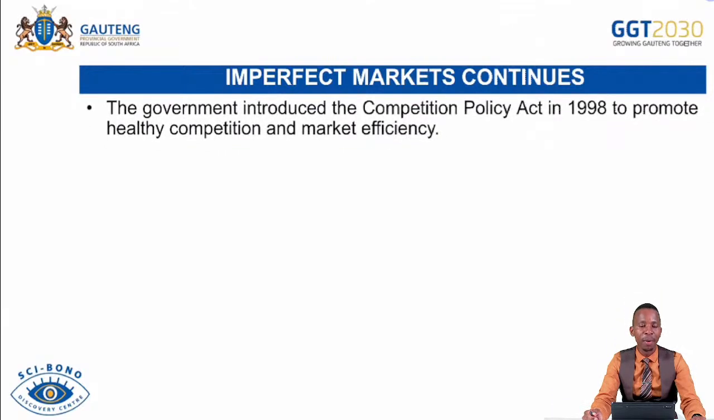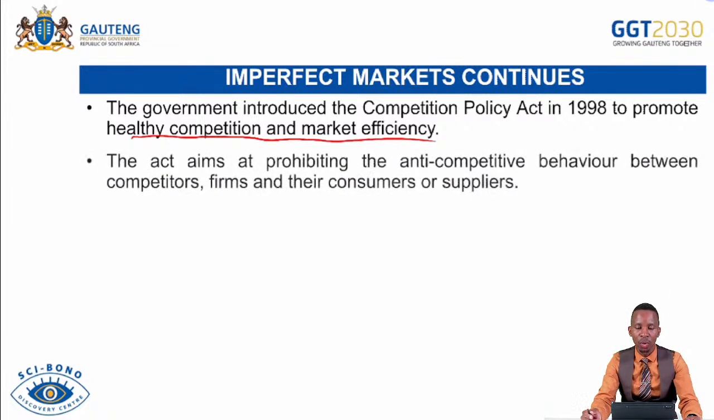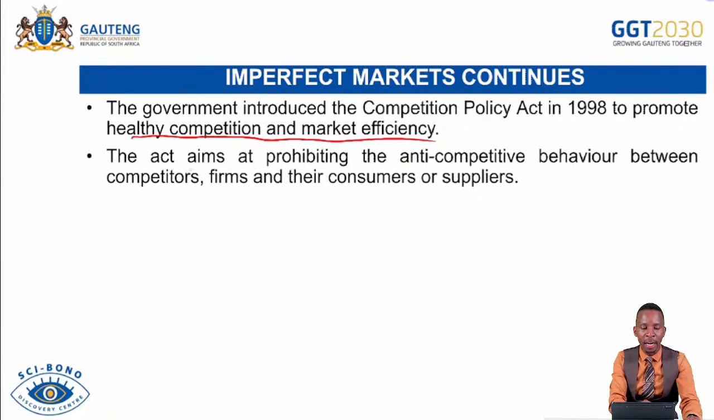We continue with the imperfect markets. The government introduced the Competition Act of South Africa of 1998 to promote healthy competition and market efficiency. So this policy was established by the state to ensure that there's healthy competition within the market and also market efficiency. So the Act aims at prohibiting the anti-competitive behavior or restrictive practices that firms might be using at the expense of consumers.